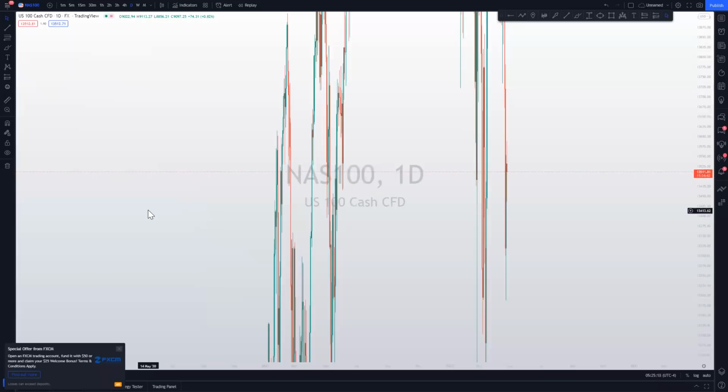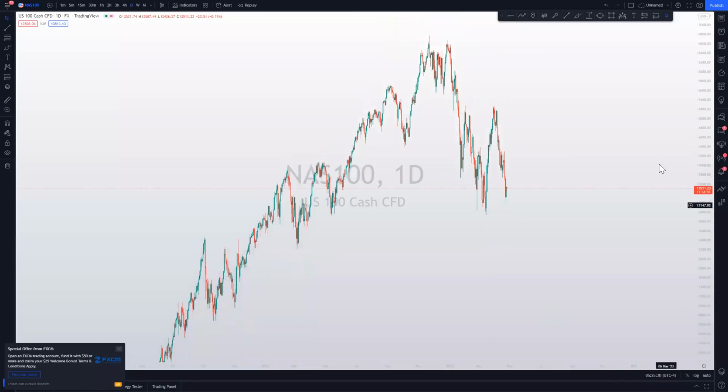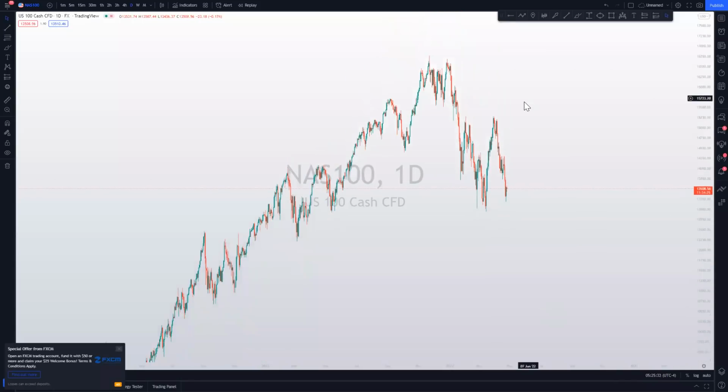Now we're going to come to the market analysis. For the market analysis, most of the time I go to the daily time frame. As you can see, this is the daily time frame, right?